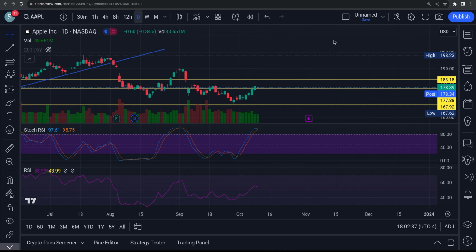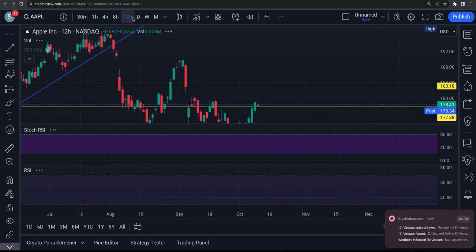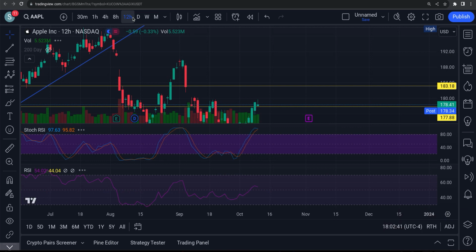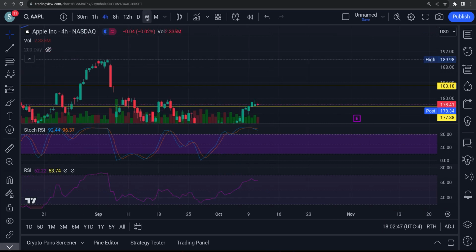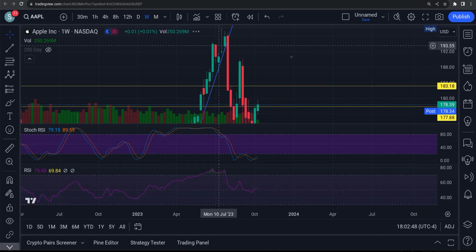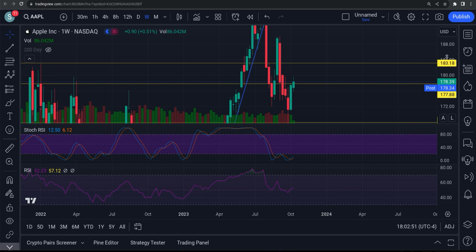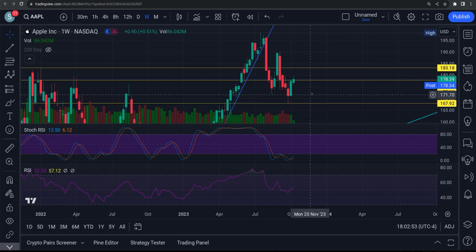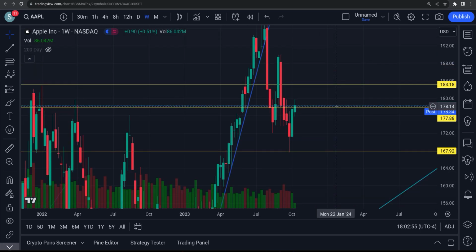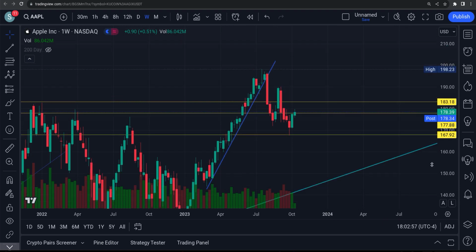Let me stretch this out here a little bit. Our 12 hours getting to the top. 8 hour is at the top, and the 4 is at the top. Okay, so this thing could end up correcting back down right to our target area that I had here. This weekly is what's going to push this thing up.